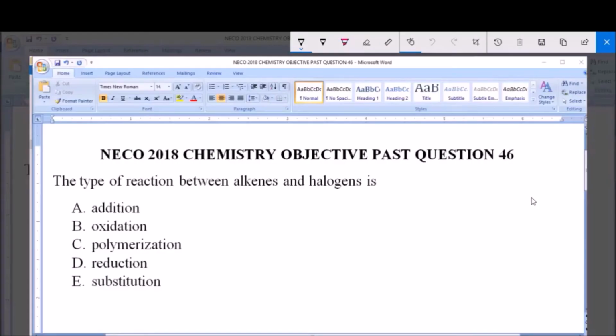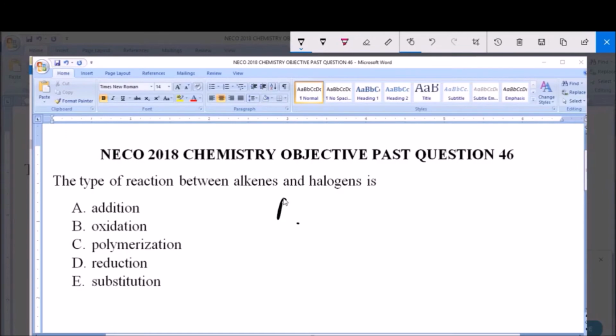I will be answering Neco 2018 Chemistry Objective Past Question 46. The type of reaction between alkenes and halogen is A. Addition, B. Oxidation, C. Polymerization, D. Reduction, and E. Substitution.